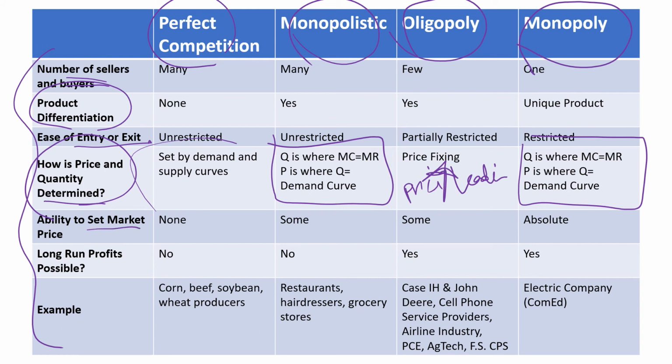Do the sellers have the ability to set the market price? Is there going to be long run profits? And then what are some examples of each of these? Okay, so that summarizes it.